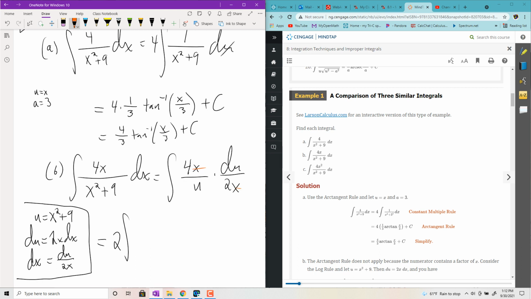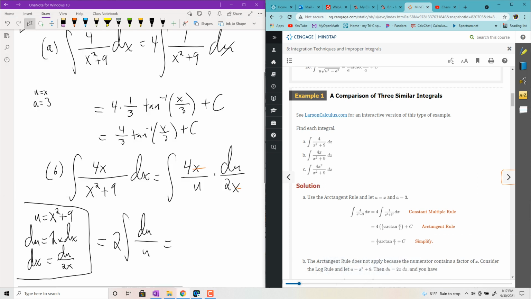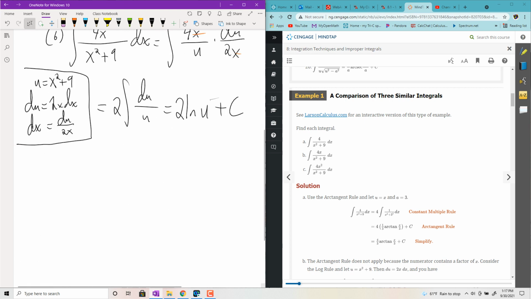So anyways, the x's cancel. These guys are gone. 4 over 2 is 2, and then you get du over u. And then, oh, wait a second. Wait, sorry. 2 times the integral, then that's a natural log integral, right? So I'm going to go 2 ln of u. And I don't have to evaluate, so plus c, and then you back substitute and you're done, right?